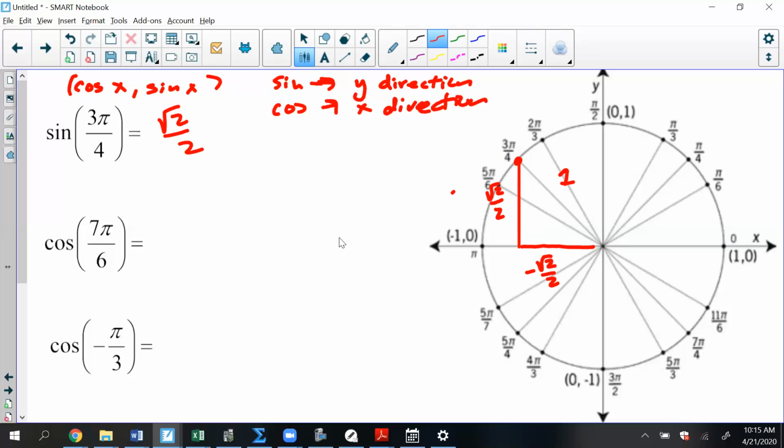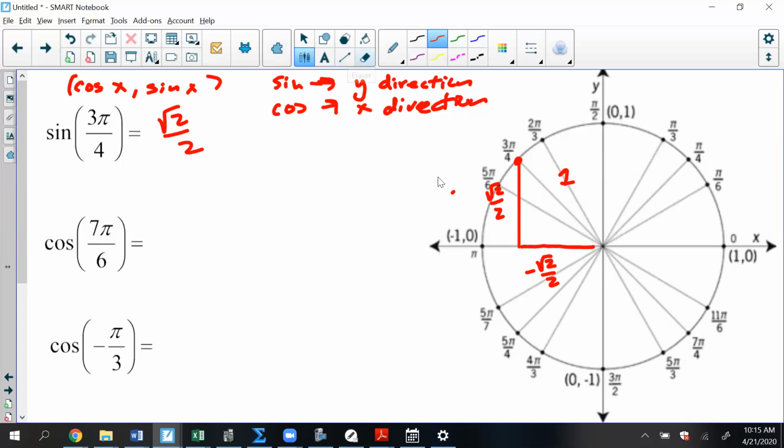That is the y direction, and you have to get it exact. If you put the sine of 3 pi over 4 in your calculator in radian mode, you'd get 0.707. So if you're seeing 0.707s, or 0.866s, we don't want that decimal answer. We want the actual exact answer using our special right triangles.